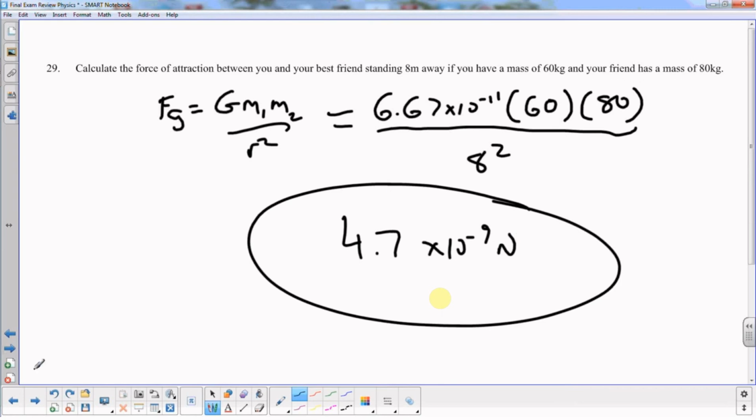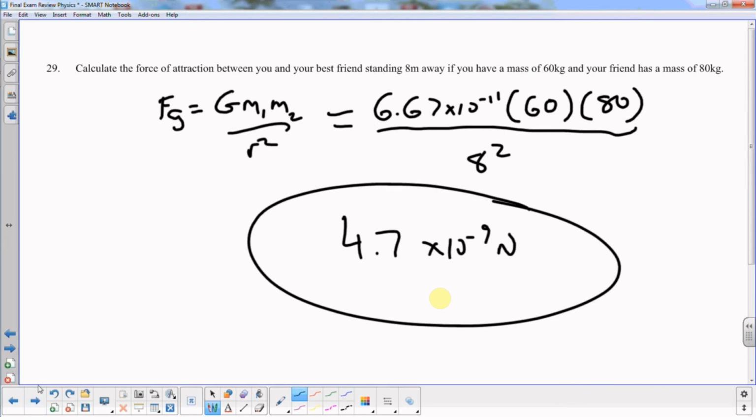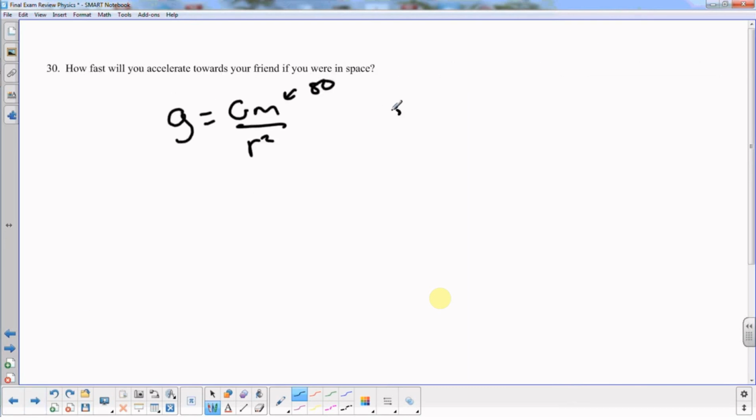How fast do you accelerate towards your friend if you were in space? Well, little g equals big G mass of the thing doing the pulling over r squared. Your friend's doing the pulling and they have a mass of 80 kilograms because that's what we said in that problem. So little g equals 6.67 times 10 to the negative 11 times 80 all over 64, because that's, again, the distance between us, the 8 squared. That's going to be a pretty small number too.